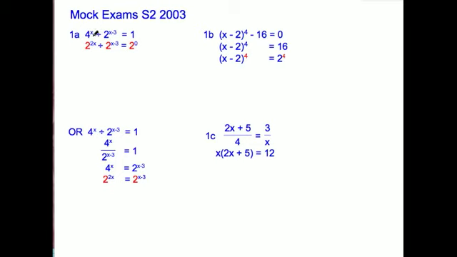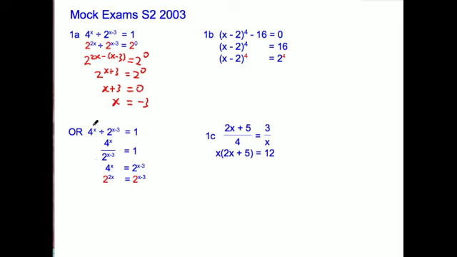Writing 4 to the power of x as 2 to the power of 2x and 1 as 2 to the power of 0, we can use the law of indices. 2 to the power of 2x minus x minus 3 equals 2 to the power of 0. This gives us 2 to the power of x plus 3 equals 2 to the power of 0, and equating the power, we have x equals -3.